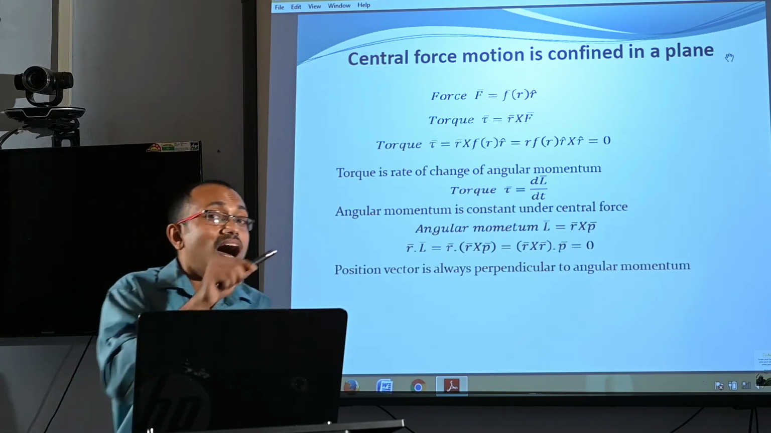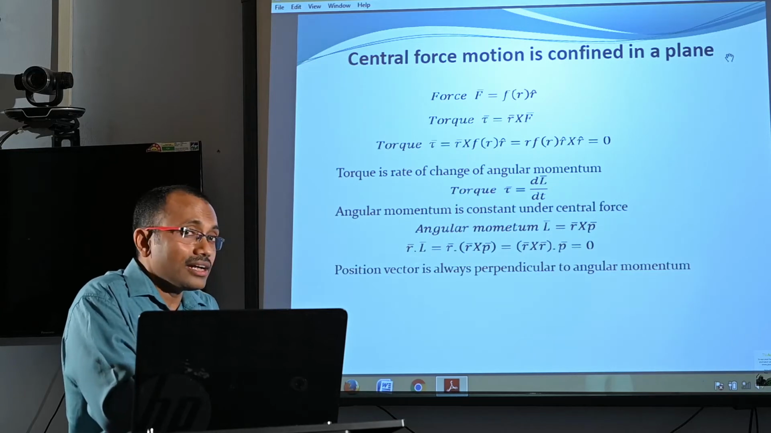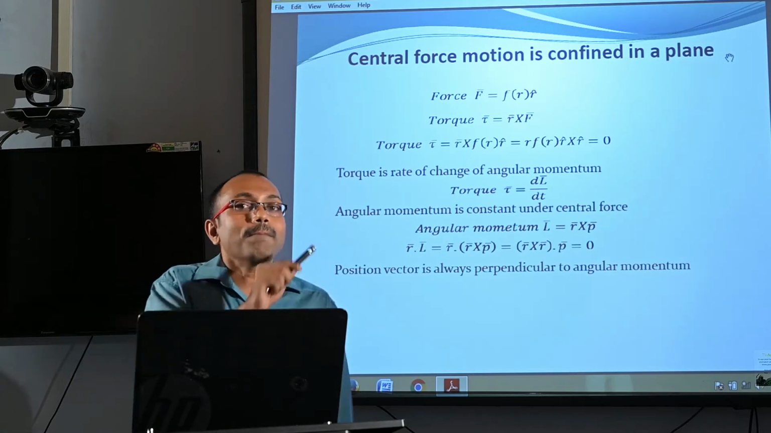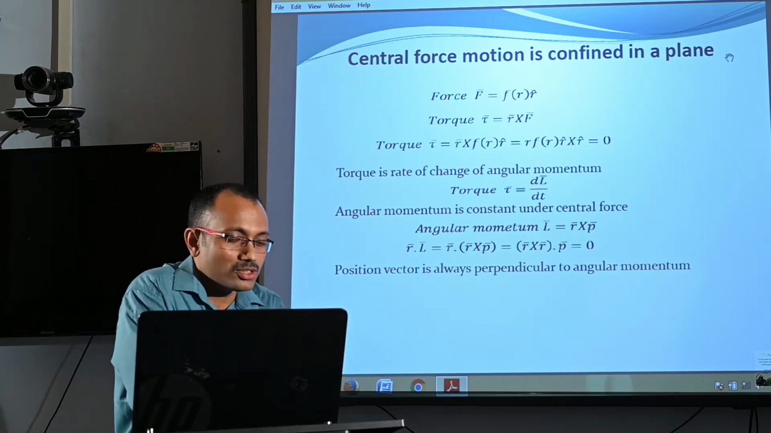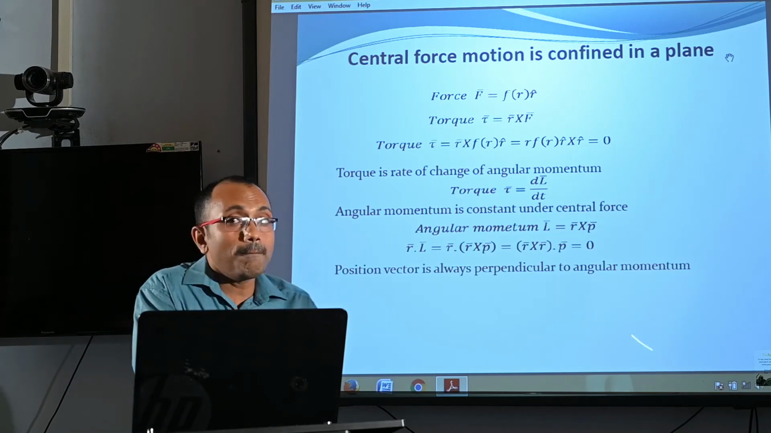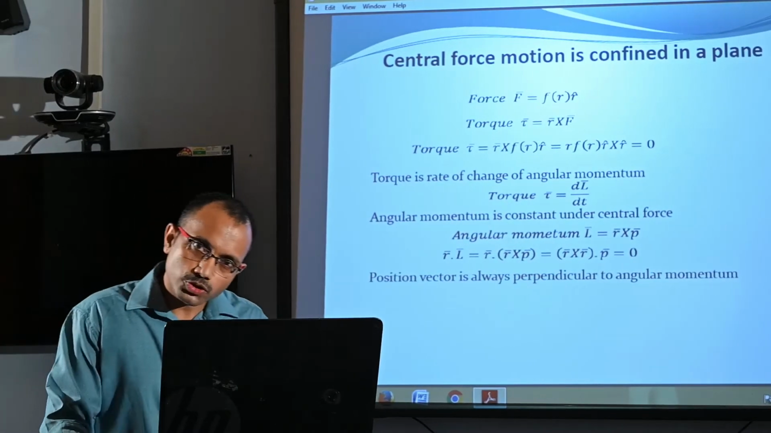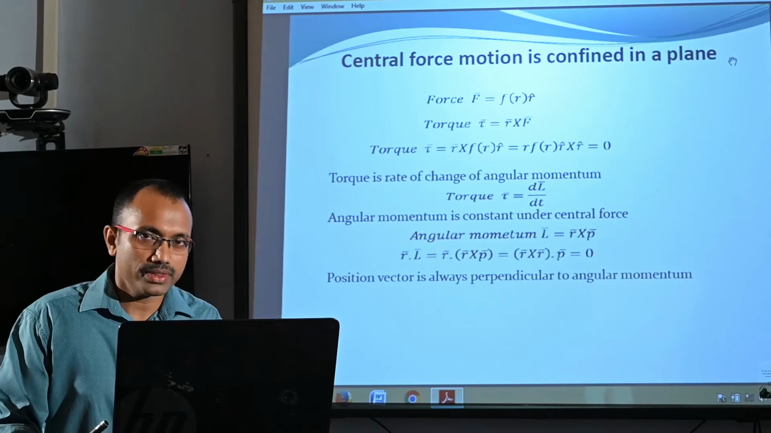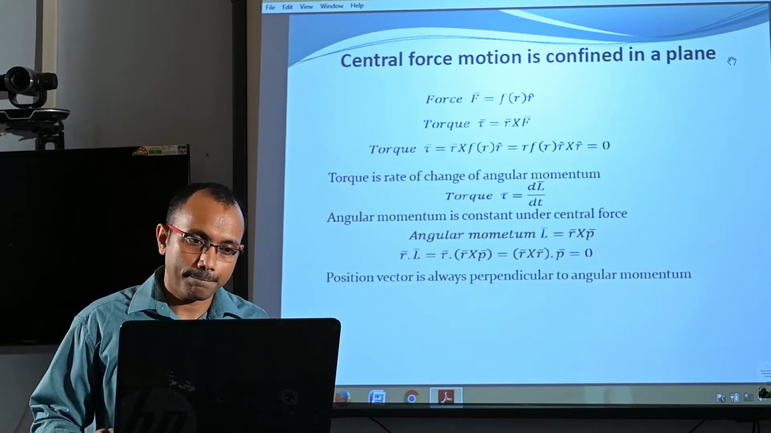So, what do we mean by r dot L equal to 0? This means either r equal to 0 or L equal to 0, otherwise r and L must be perpendicular to each other. Here we know that r is not equal to 0 and L is not equal to 0. That means r, the position vector, is always perpendicular to the angular momentum. So, angular momentum is a constant of motion and the position vector is always perpendicular to angular momentum. That means the central force motion is confined in a plane.